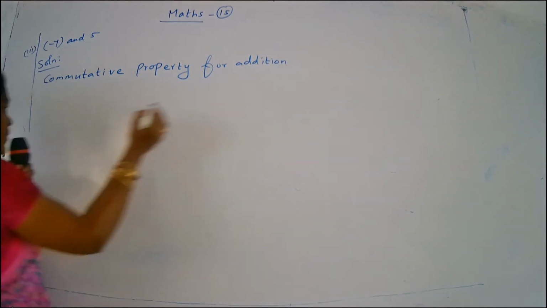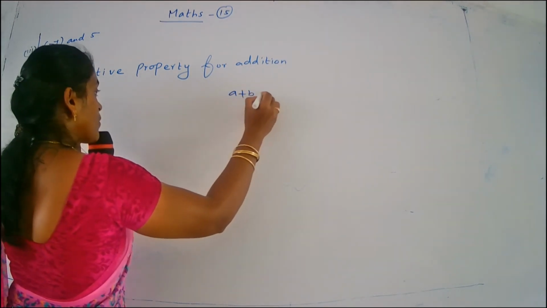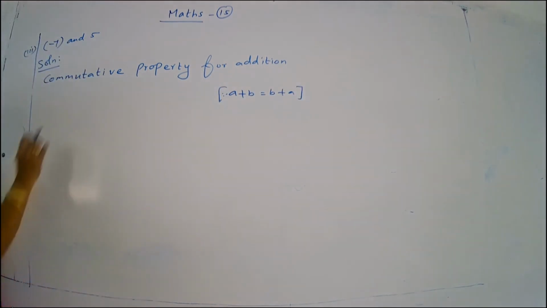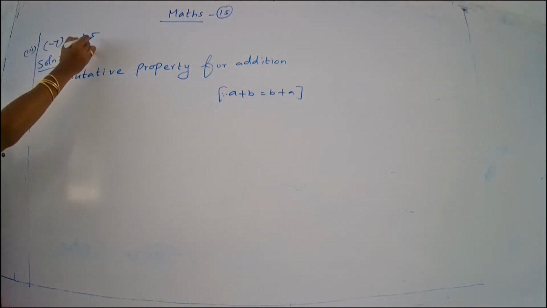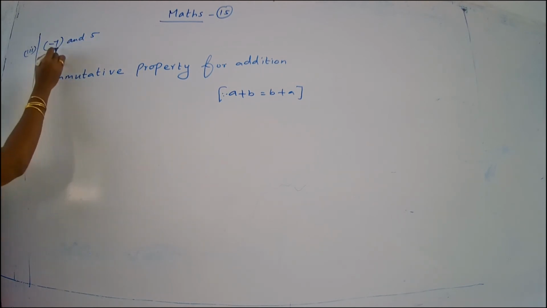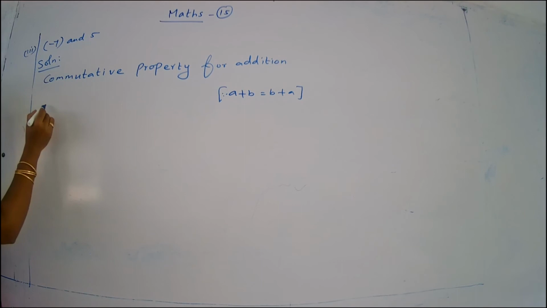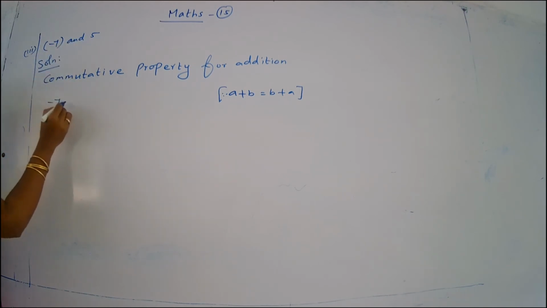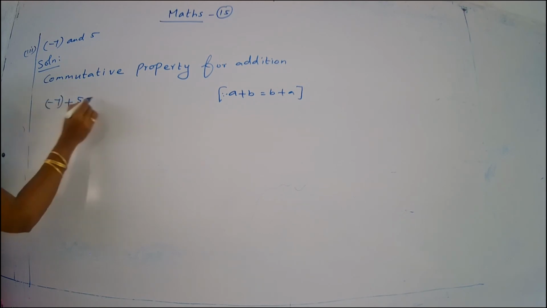Okay, so your property is A plus B is equal to B plus A. That's the rule. Now here A is equal to minus 7, B is equal to 5. So we have to find the value of minus 7 plus 5. What is the answer? Minus 7 plus 5.